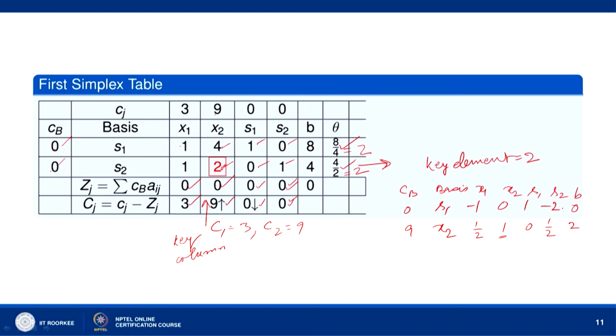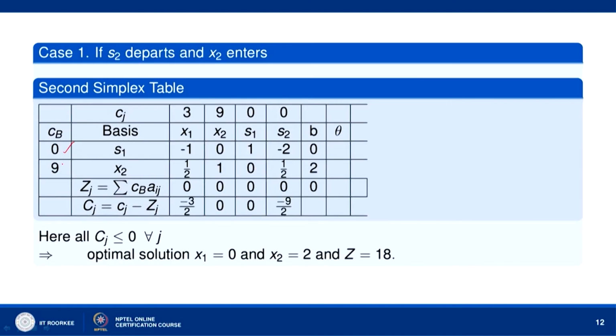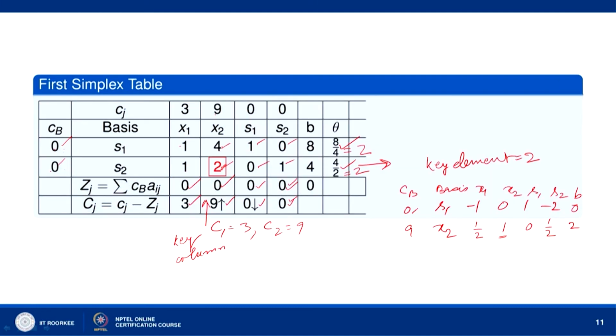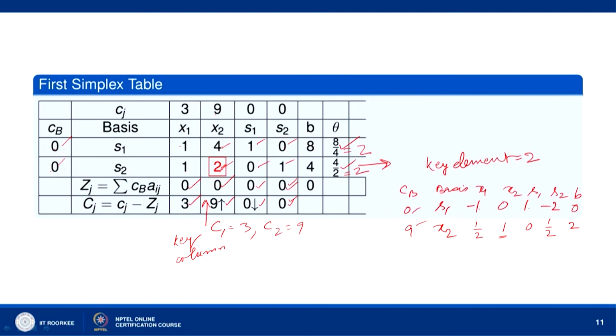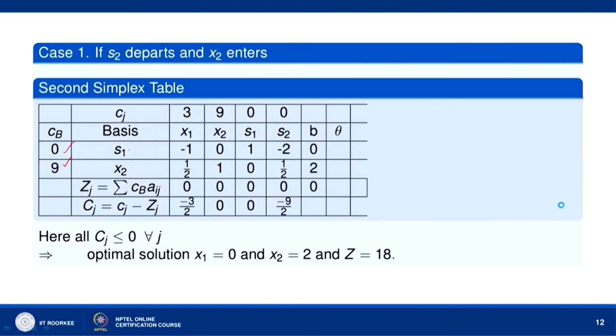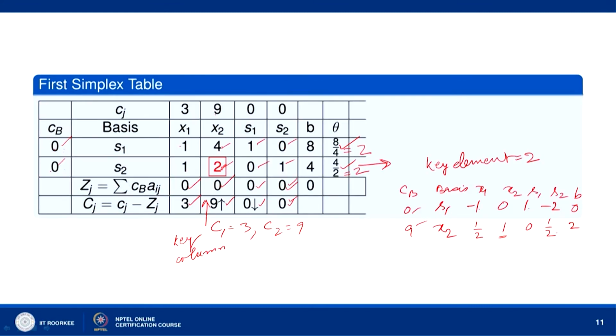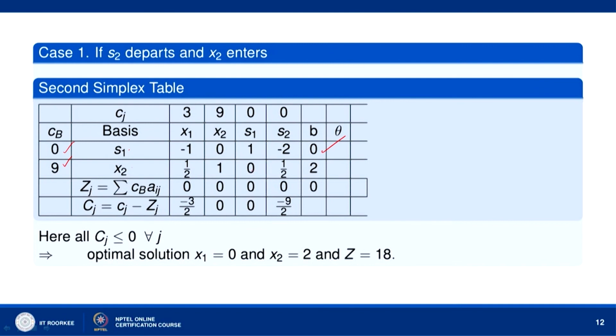So, we get 0. Okay. Now, this is our new table. Let us go to the next table, CB 0 9. We have 0 9, then S1 X2: minus 1 0 1 minus 2, then half 1 0 half 2.